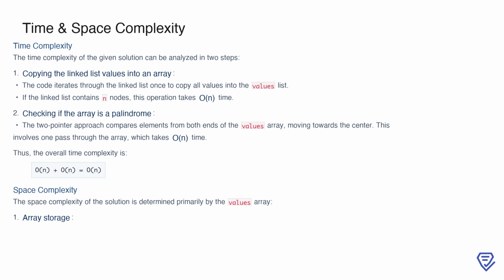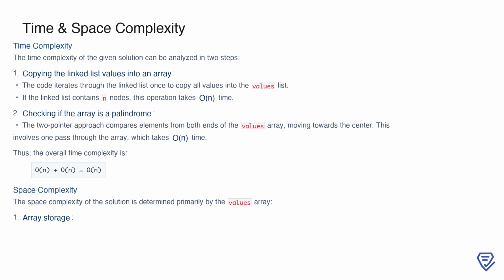To analyze the time complexity of our solution, we can break it down into two main steps. First, we copy the linked list values into an array. Here, the algorithm iterates through the linked list once, visiting each node exactly once to populate the values array. If the linked list contains n nodes, this step clearly takes O(n) time.